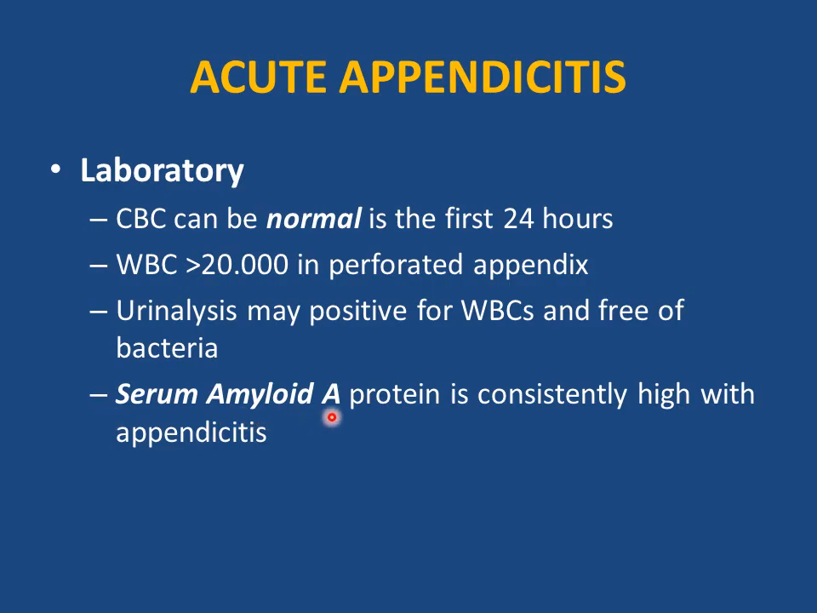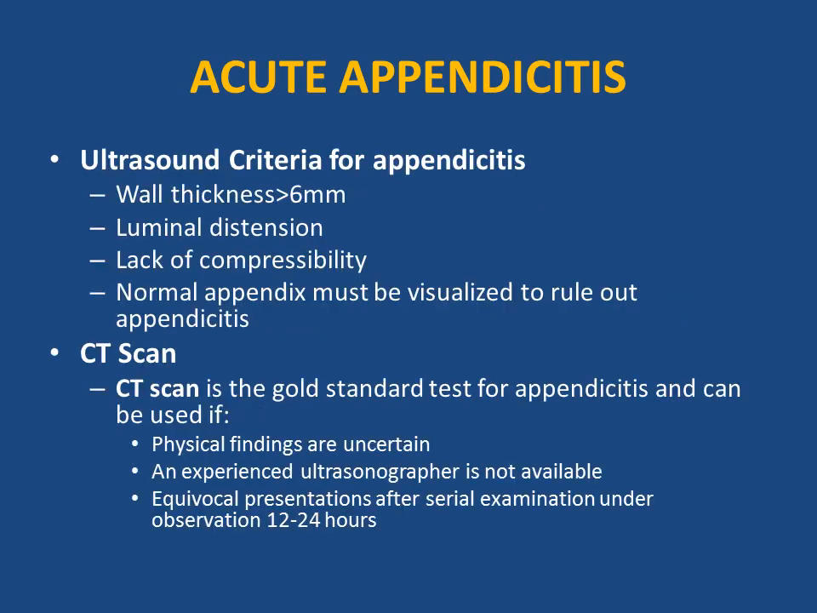Serum amyloid A protein also is elevated in acute appendicitis. Ultrasound. Ultrasound is an excellent tool for the diagnosis of acute appendicitis. It is safe, very sensitive, and widely available. Diagnostic criteria of ultrasound: wall thickness more than 6 mm, luminal distension, lack of compressibility.